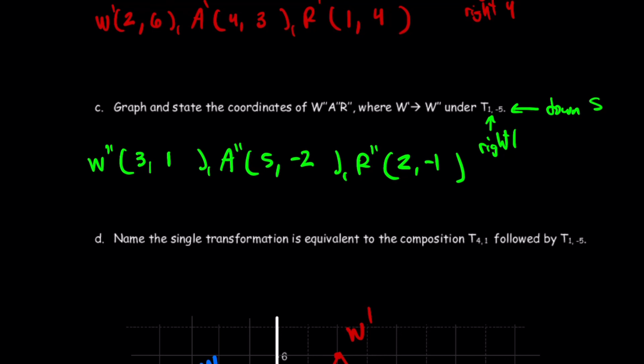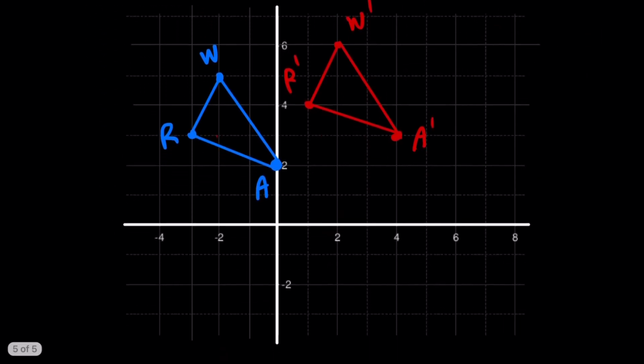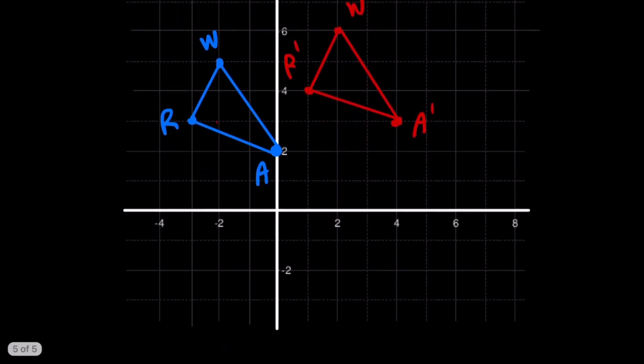Or if you're visual, you take our red triangle and you go right 1, down 5. Take the red triangle, go right 1, down 5. So I'll start with A. Right 1, down 5. That's A double prime. R, go right 1, down 5. There's R double prime. And then W, go right 1, down 5. W double prime. And connect those vertices.